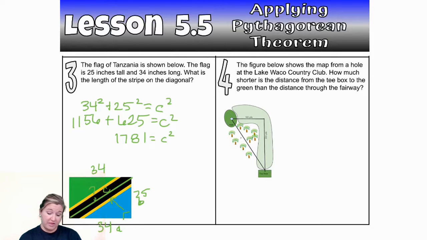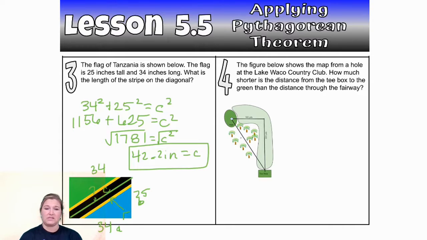And then remember, the last step is to take the square root of that. So we have 42.2 inches. So again, we wanted to make sure that this number is larger than 34 and 25, because we have to make sure that C is the longest side. So again, there's that built in there, so it looks good.